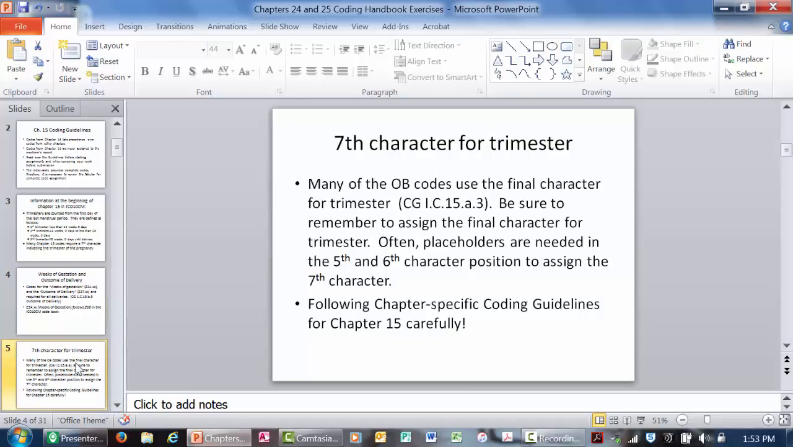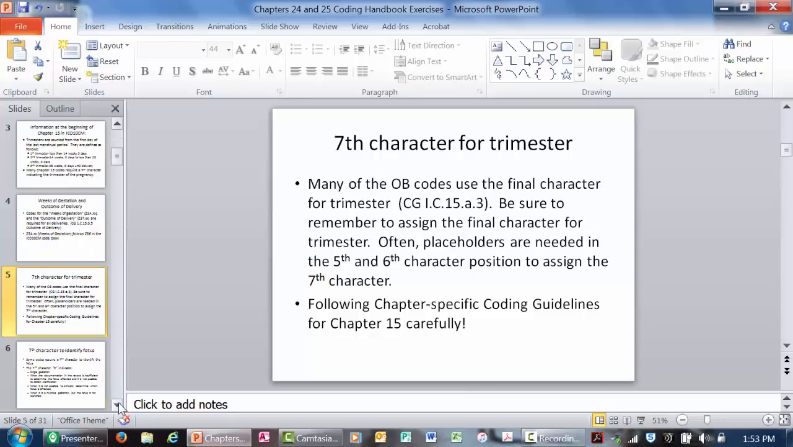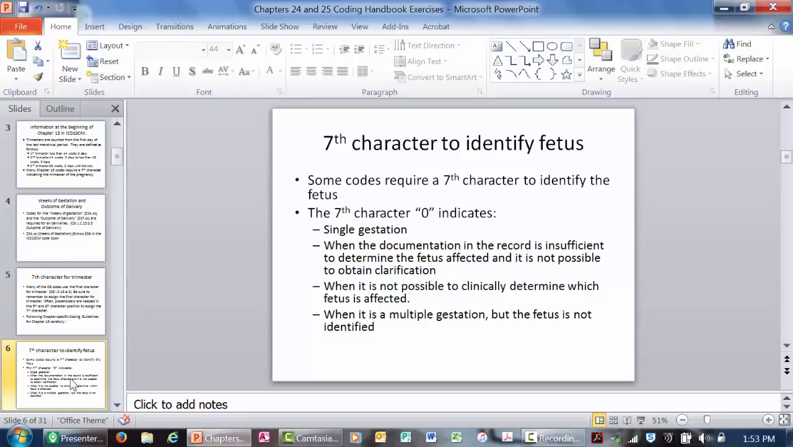Seventh character can also be related to the fetus, to identify the fetus. The seventh character 0 is used whenever you have a single gestation, or the documentation is insufficient and you can't clinically determine which one is affected. It's multiple, but you can't identify which fetus. You don't have to remember that necessarily because it is in those little pink boxes near many of the category codes.